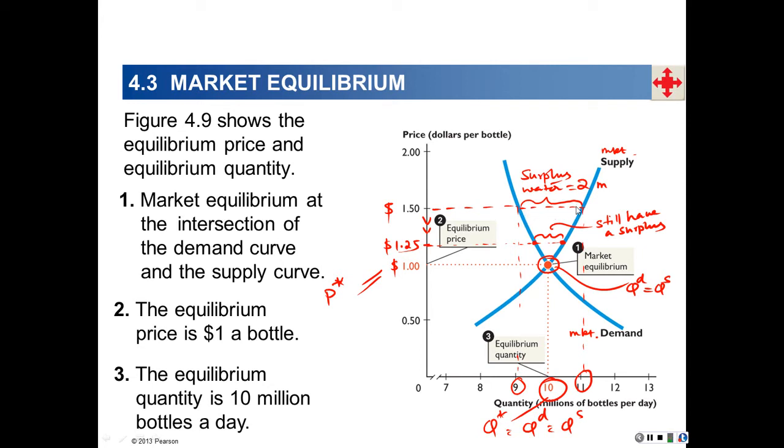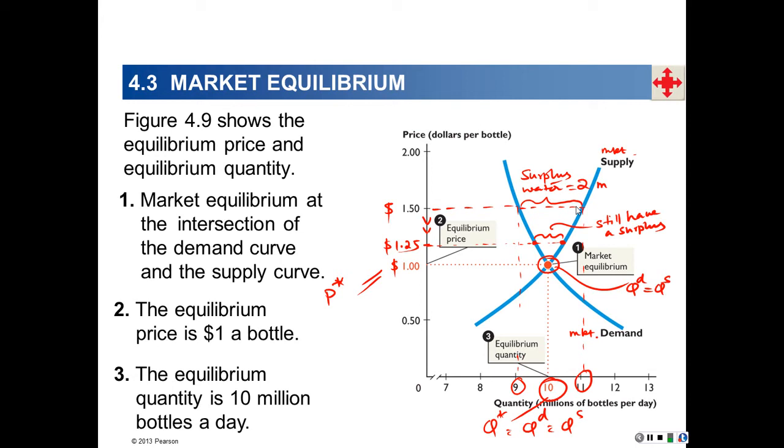Now, what happens when there is a surplus of a good? Firms are stuck with unsold stocks of bottled water. Firms don't like this. So firms are going to engage in competition with each other. Each firm is going to try to steal the other's customers by lowering price. But of course, when one firm lowers price, all the other firms follow suit. And so the price of bottled water starts to fall, right?